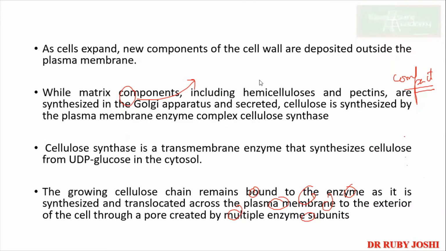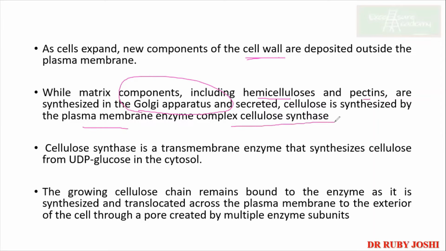Now as cells expand, new components of the cell wall are deposited outside the plasma membrane. अब जैसे जैसे ये expand होता जाएगा, now let us say the cell wants to synthesize, ठीक है? We want the cell wall components. These cell wall components, including hemicellulose and pectins, are all synthesized by the Golgi apparatus. ठीक है? Cellulose is synthesized by the plasma membrane enzyme called cellulose synthase. Please remember, this is really very important. So cellulose is made by the plasma membrane enzyme.